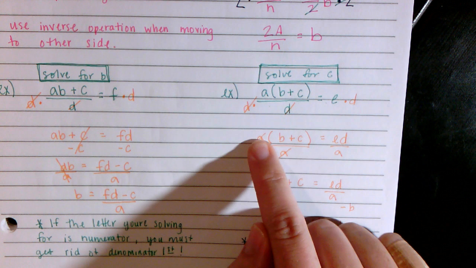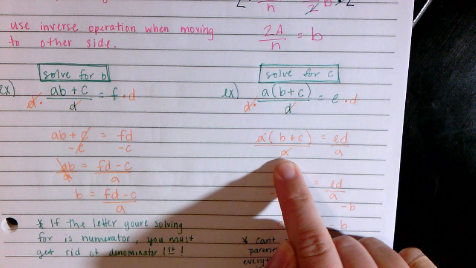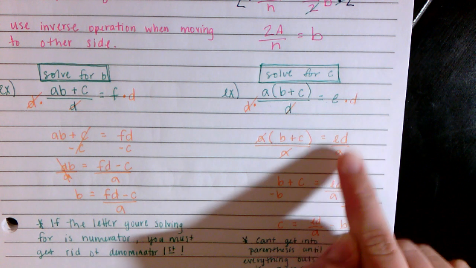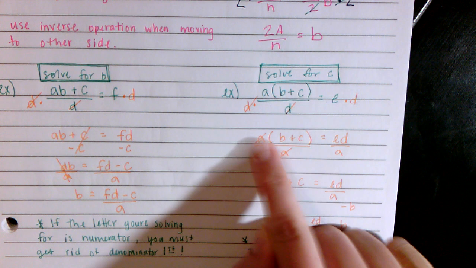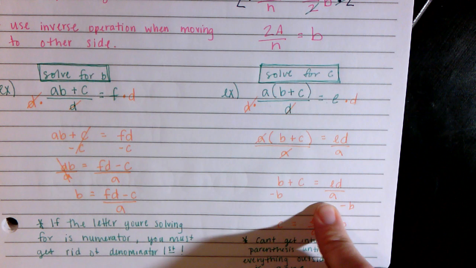So to get rid of times A, we divide by A, right? Multiplication and division are each other's inverse. And what we do to one side, we have to do to the other. So now I'm going to divide this side by A. Now that those are gone, I'm left with just B plus C equals E times D divided by A.